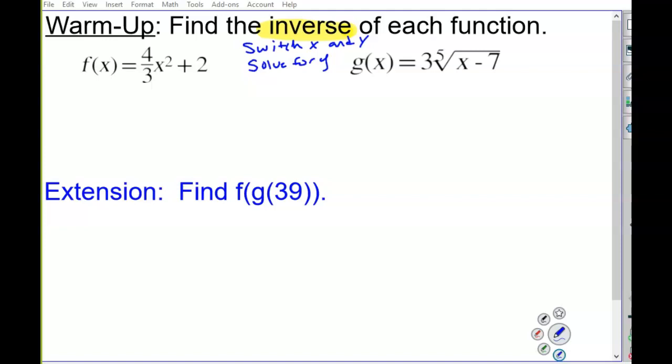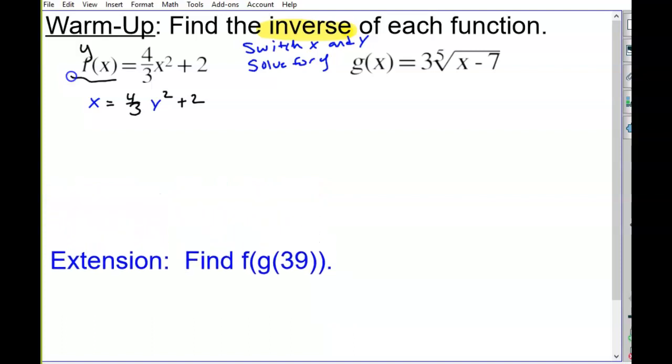So, even though it's called f of x, remember f of x, that's the same as y. So my first step is just going to be switching the position of those two. So it'll say x equals the y right there. So switch the x and the y, and then solve. And our goal is to get the y by itself.